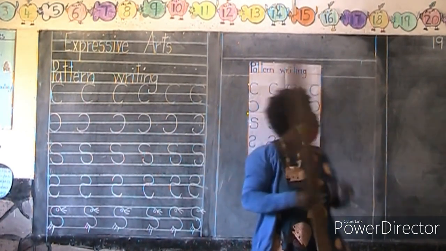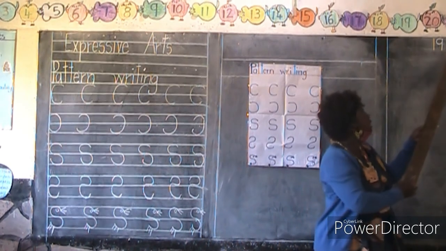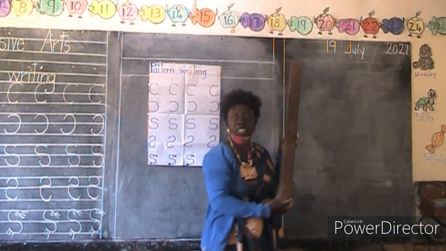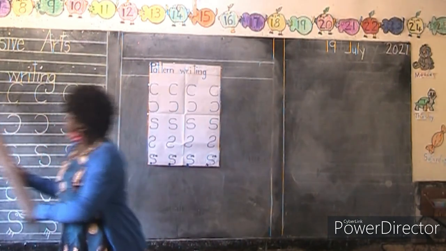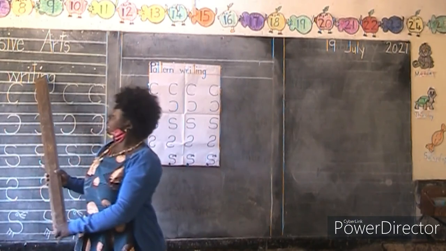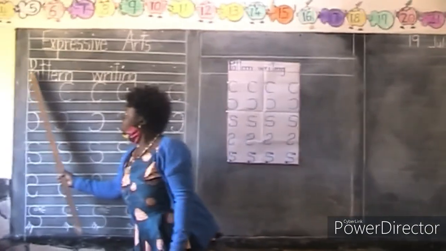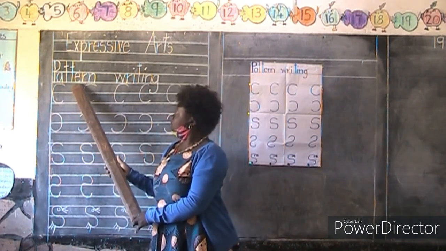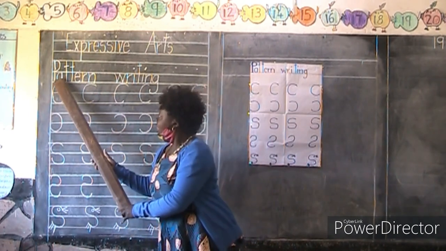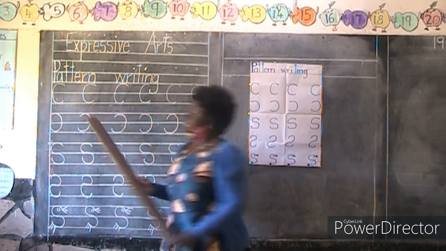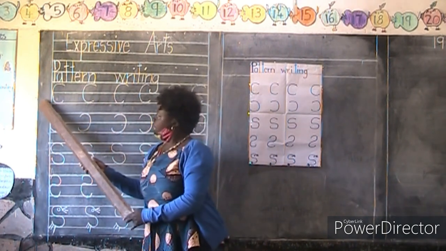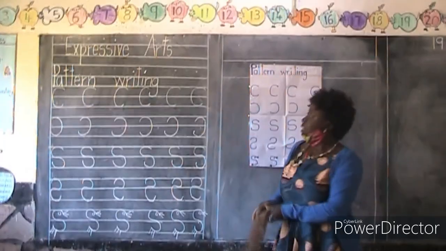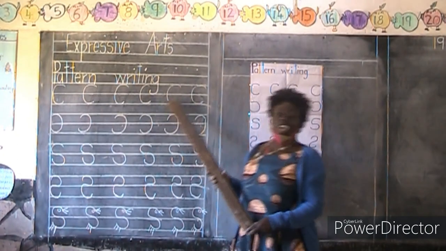First thing, you quote today's date, 19 July 2021. Second line, you write your first name. Then you copy the title, pattern writing. Make sure letters like P, T, G, those letters which are having two lines, you write them the way they are. There are letters which are sitting on one line. Then you start your pattern from your margin line. Make sure you write your pattern like teacher. So this is today's pattern.